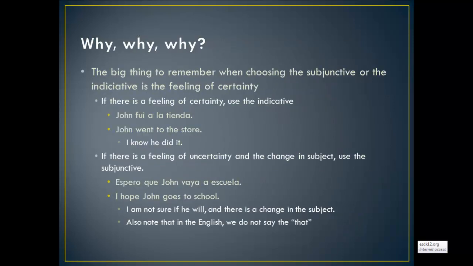The biggest thing I think to really remember, just to kind of review, if there's a feeling of certainty, use the indicative. John went to the store. John fue a la tienda. I know he went to the store. He did it. That's it. It's certain, indicative, okay? Regular preterite tense. If I'm uncertain and I have the change in subject, we use the subjunctive. Espero que John vaya a la escuela. I hope that John goes to school. I'm not sure if he will, and there is a change in subject, so I have the doubt, I have the change in subject. Okay.